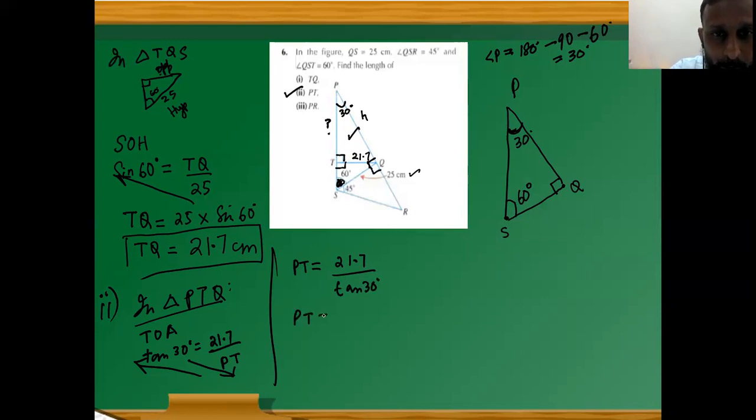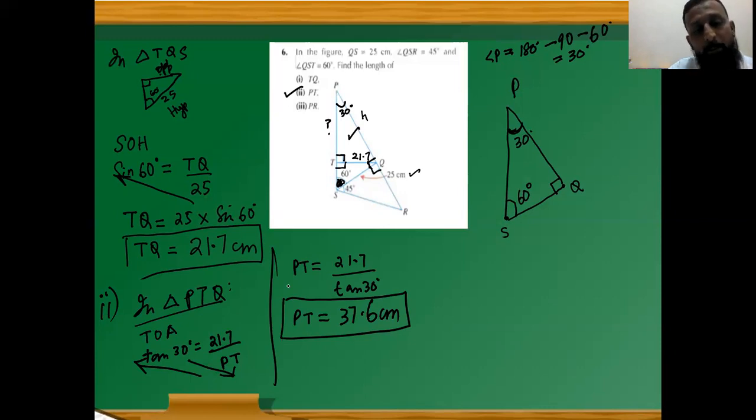Now again you are allowed to use your calculator. 21.7 divided by tangent 30 degrees. Okay, so our answer is found to be 37.6 centimeters. This is the second part that we just found. That is by applying TOA, tangent 30 degrees is equals to opposite upon adjacent, cross multiply PT on that side, bring tangent 30 on this side, use your calculator, 21.7 divided by tangent 30 degrees, our answer is found to be 37.6 centimeters.